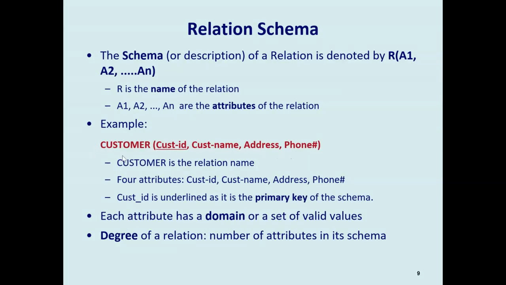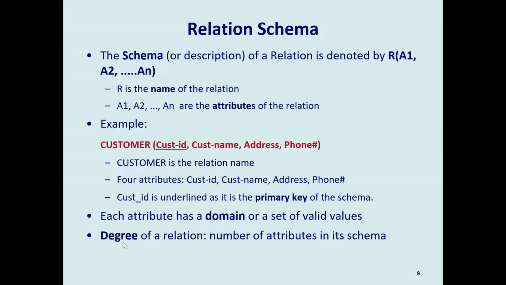Here I give you one example: the customer relation schema. We have the relation name Customer, then we simply list all attributes in the parentheses, separated by commas, and the primary key is underlined. That's the typical representation of a relation schema. Each attribute usually needs to have a domain, so that you know exactly the data type and format that attribute can take, and also the possible valid values it can take.